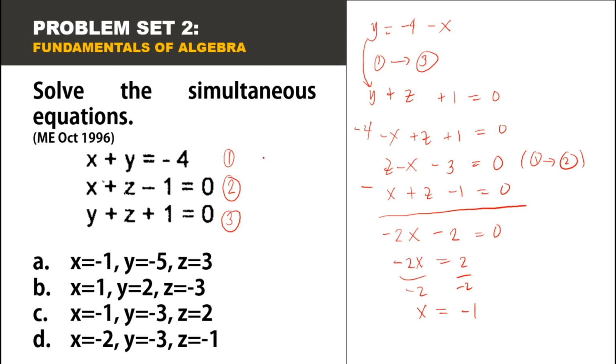So we can now find y from the first equation. So x plus y equals negative 4. So x is negative 1, plus y equals negative 4. So y equals negative 4 plus 1. So y is negative 3.